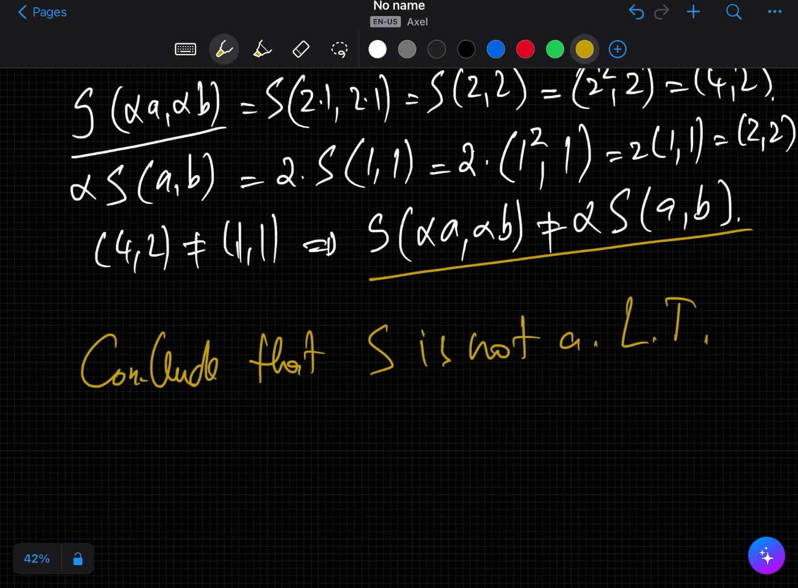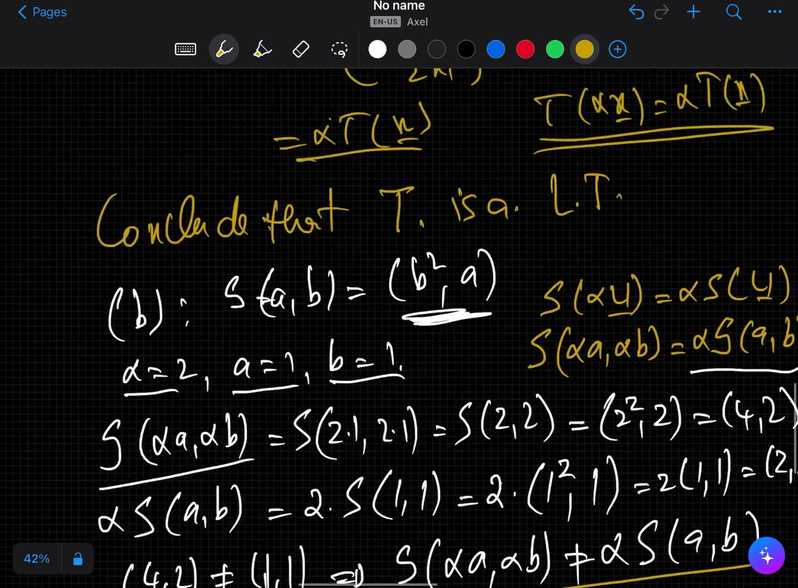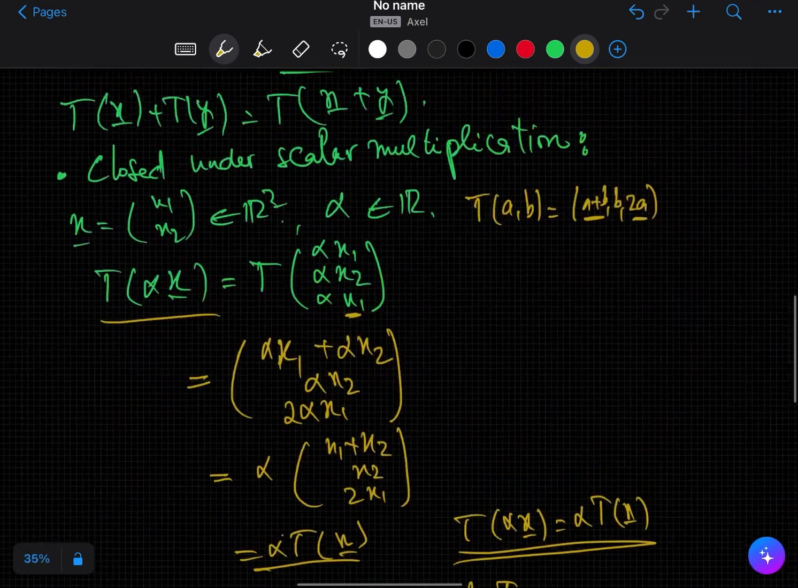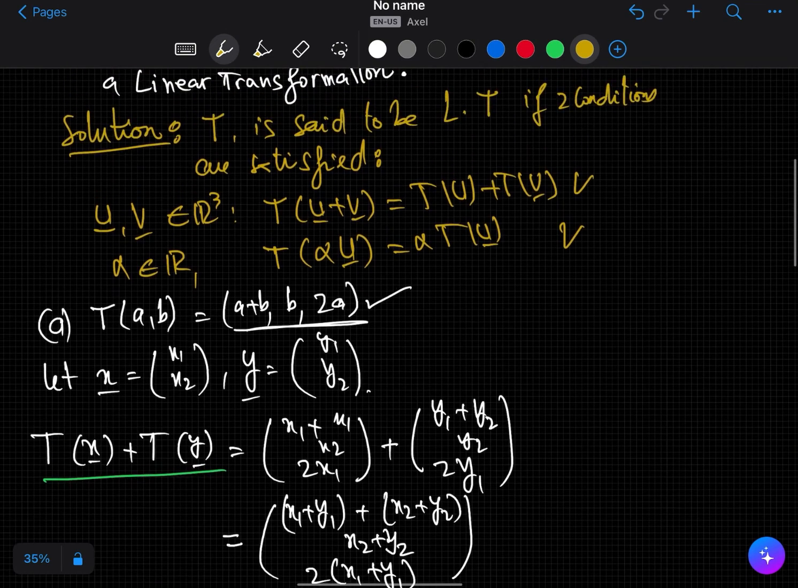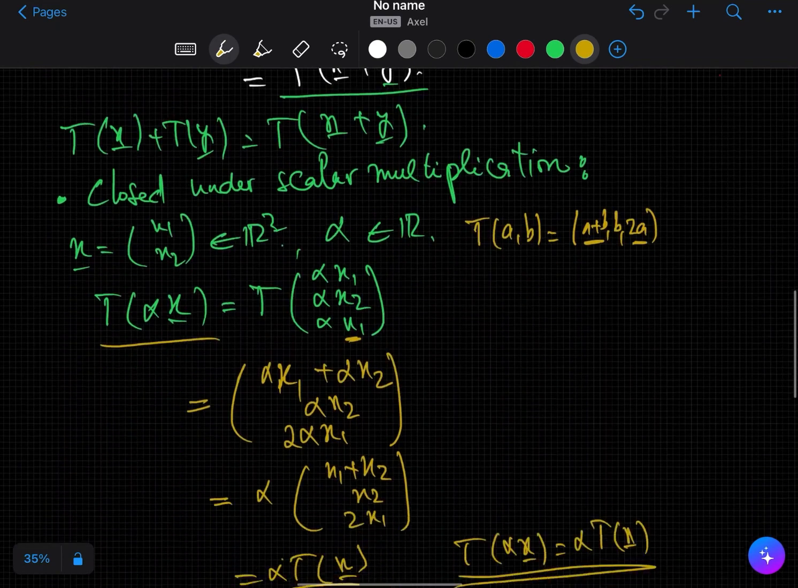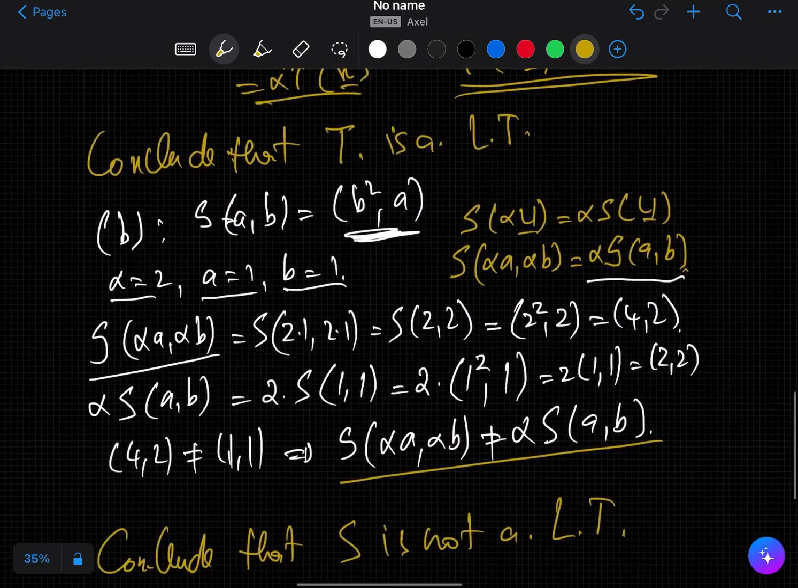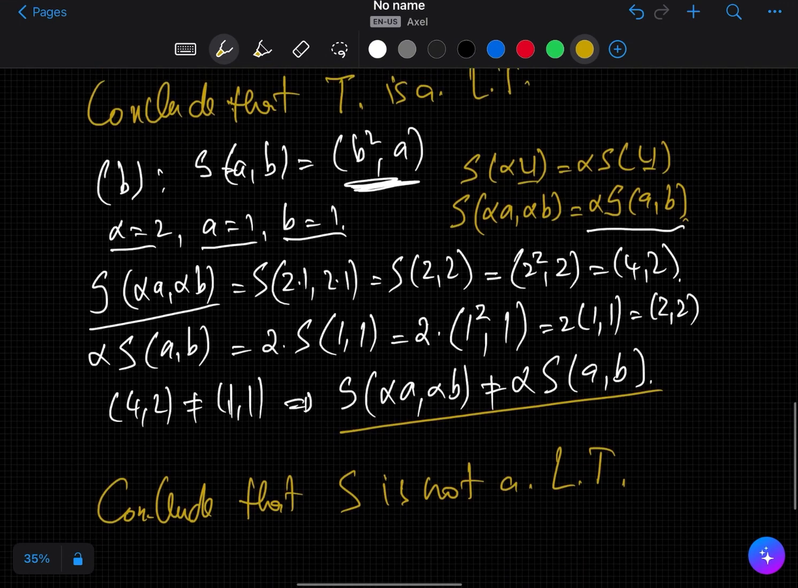So guys, in this video, we showed you how to prove that a transformation is a linear transformation by ensuring that these two conditions are met. And then also we showed you how to prove that a transformation is not a linear transformation by showing that one of the two conditions fails, using a counterexample.